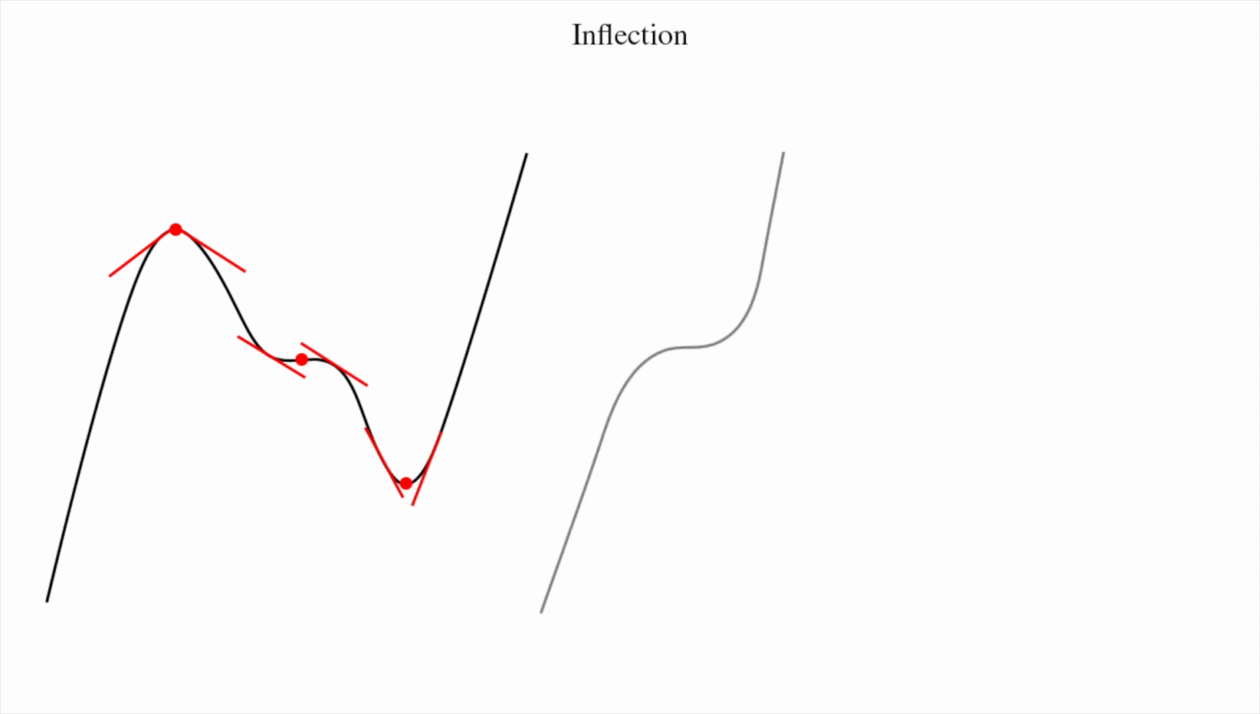And what about this graph? Here we have a stationary point, where the function is increasing on either side of it. Such stationary points are called points of inflection.